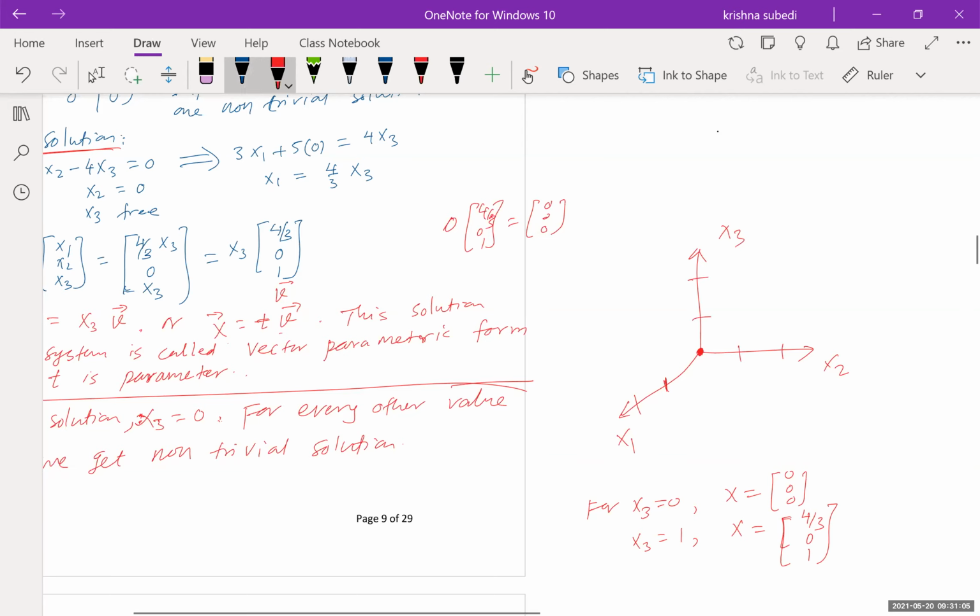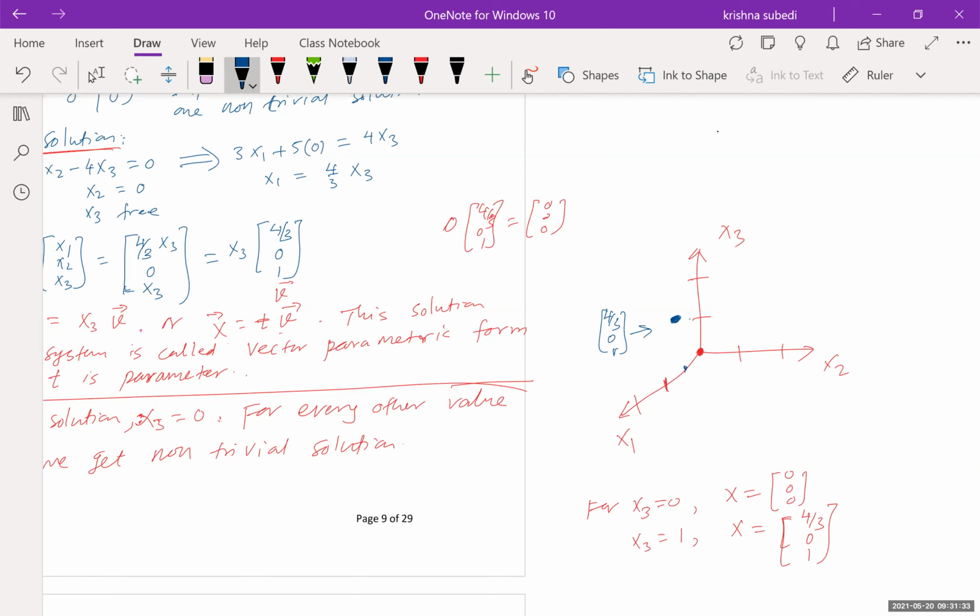So your x1 is 4 over 3, somewhere here, and x2 is 0. Okay, it will go nowhere. And x3 is 1, so 1 is right there. So this is the point. The point is 4 over 3, 0, and 1. All right, this is our point.